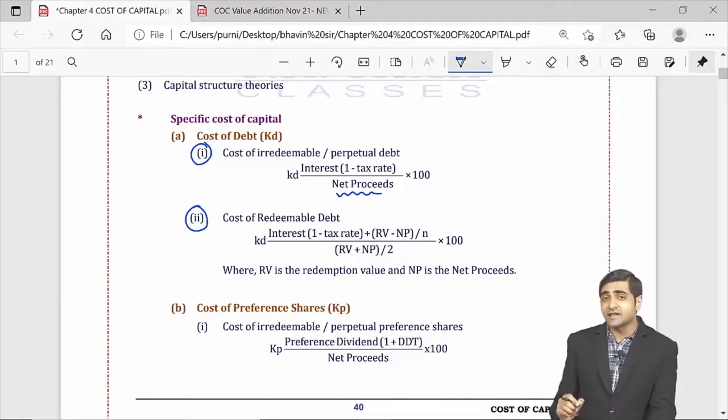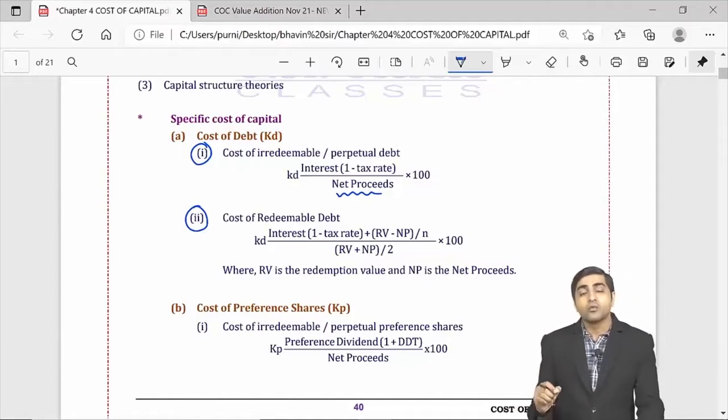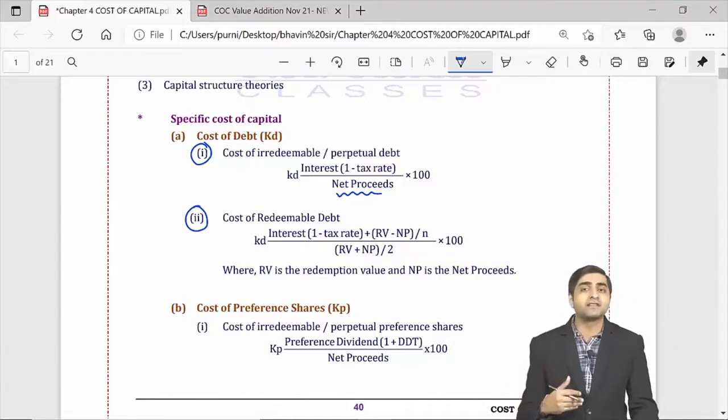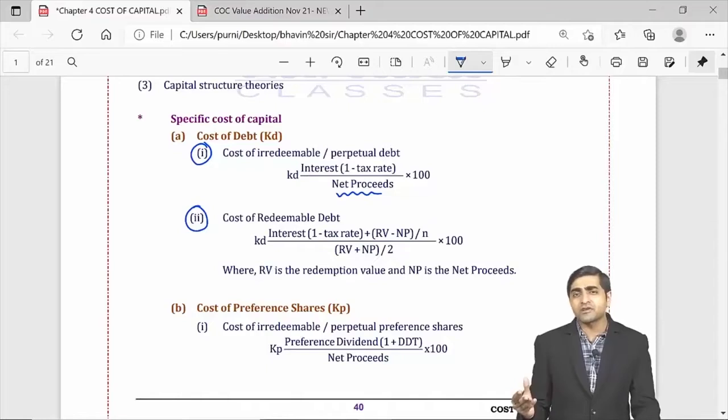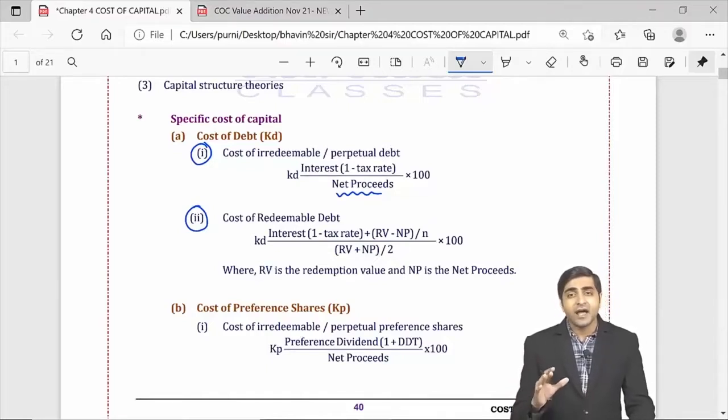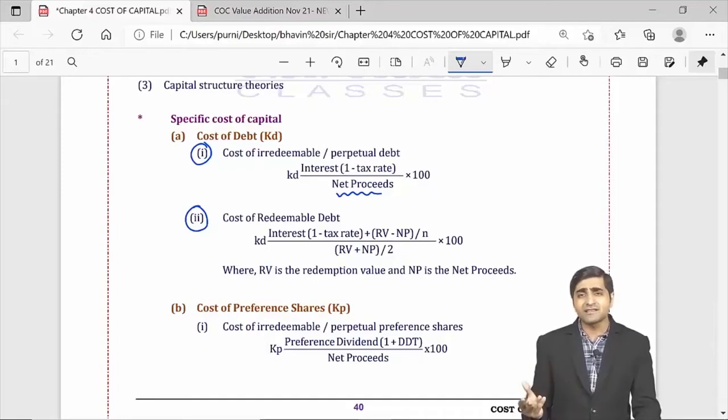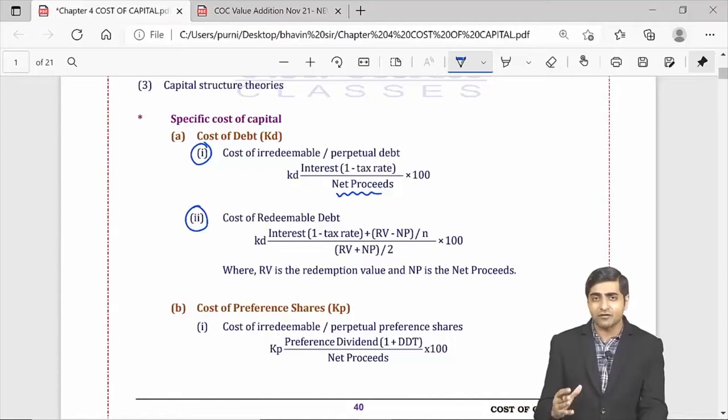Guys, when the life is given to you, we just have to check whether the redeemable value is available with us or not. If no information is given to you, we will always assume that the redemption is done at par, and whatever life is given to you, you will take that into consideration for the purpose of calculation of your KD.